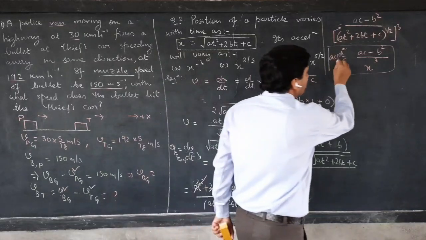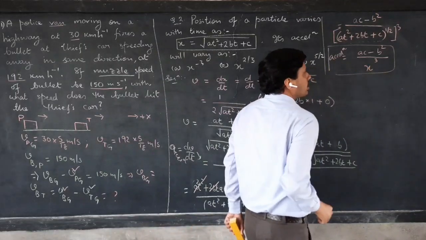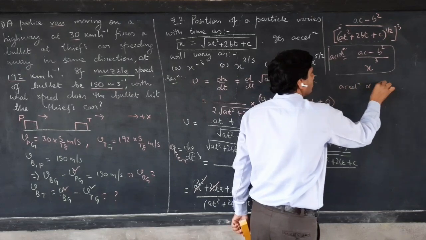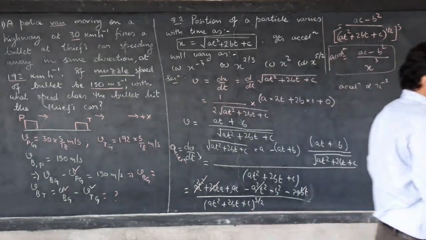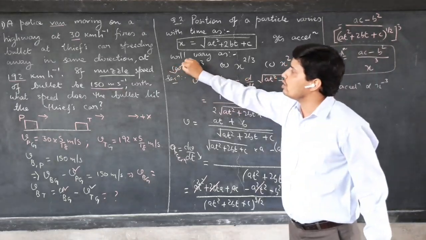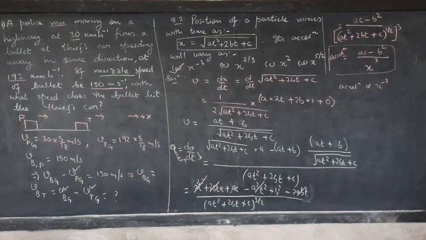So this acceleration is found to be inversely proportional to x cube. So we can write that the acceleration is proportional to x to the power minus 3. Out of those four options, only one of them is correct, and the correct option is the first option.